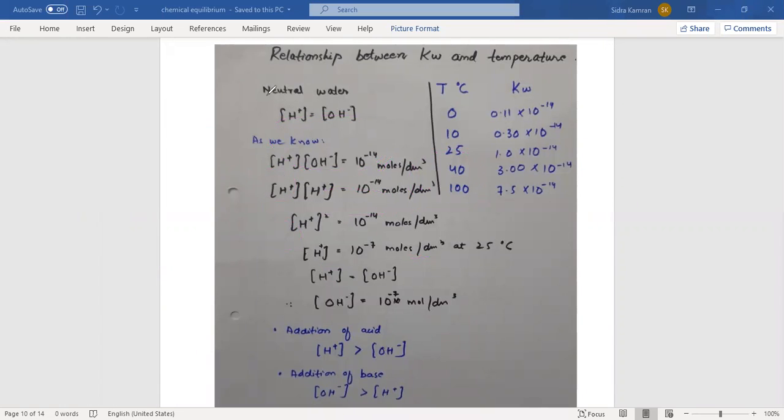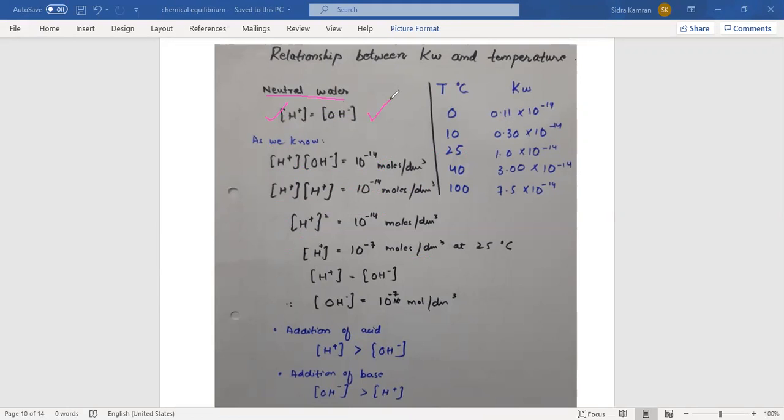In neutral water, remember the concentration of H+ ions and OH- ions are always the same. We are talking about the ionic product and the temperature relationship. The dissociation constant of water, or the ionic product of water, depends on the temperature. If you increase the temperature, the value of Kw will increase, because the concentrations of H+ ions and OH- ions increase.